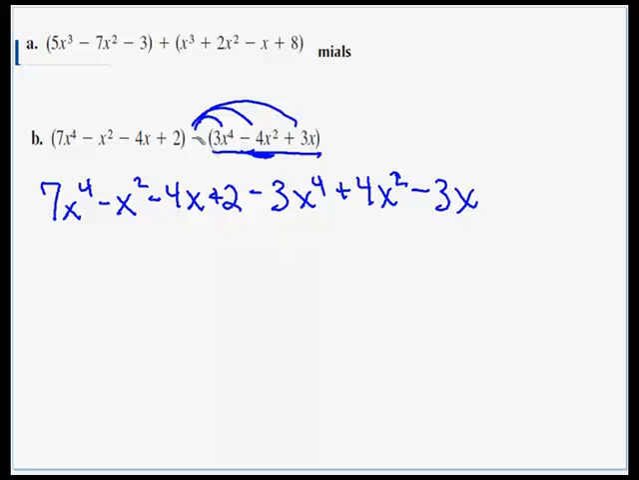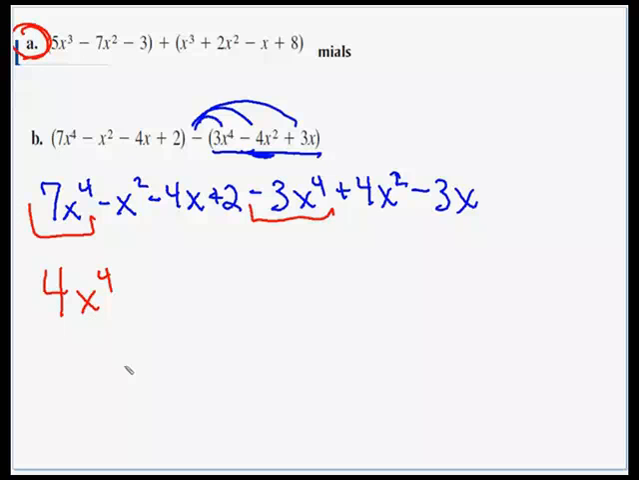And now that we distributed the negative, we can drop the parentheses, and now it's back to sort of like being the sum in the first part example here, part A. Now we're just going to collect like terms. So here are our x to the 4th terms. 7 minus 3 is 4.